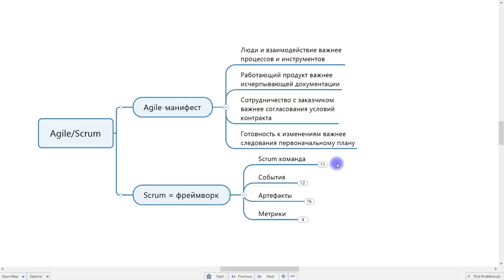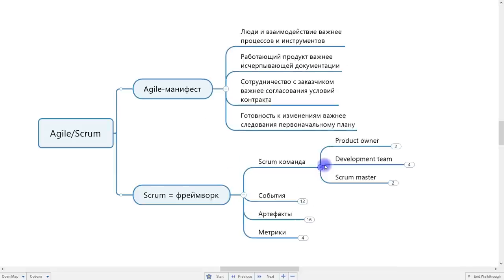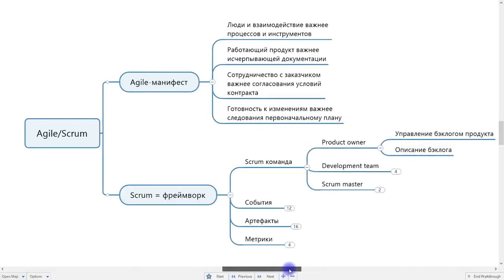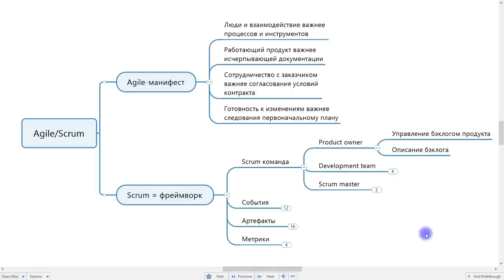There are also various metrics that allow us to evaluate the effectiveness of your team, the effectiveness of each individual team member, and allow you to make various reports for management and for your customer. We will also look at some of them. Let's start with the Scrum team. There are three links in a Scrum team: the product owner, the development team, and the Scrum master. Let's talk in more detail about each of these members of our Scrum team and what they do.